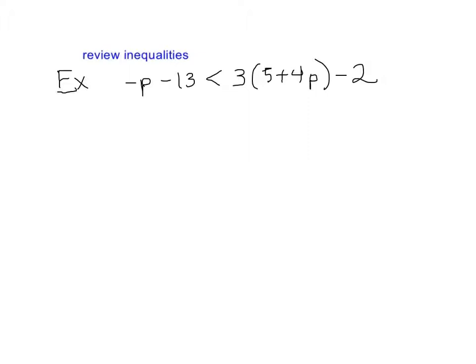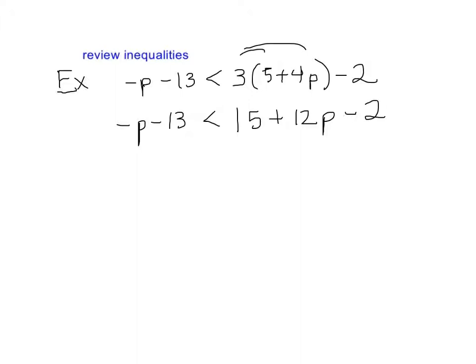Okay, we've also worked a little bit with inequalities, and so I want to do another example on how to solve an inequality. What we're going to do is use our basic algebra, and we are going to act like this, instead of being less than, is going to be equal to. So this first side here, negative p minus 13 less than, I'm going to use the distributive property, so 15 plus 12p. I want you to work this along with me.